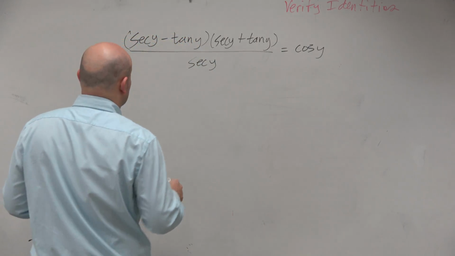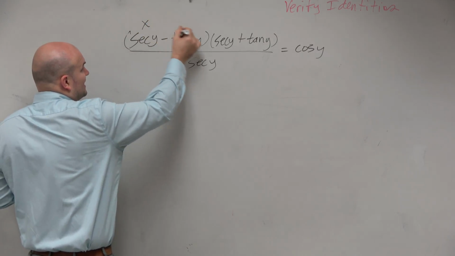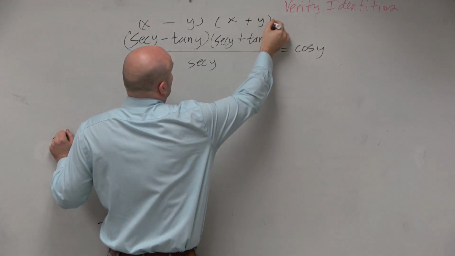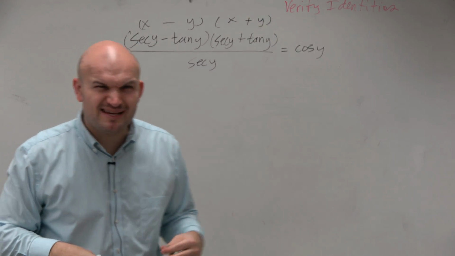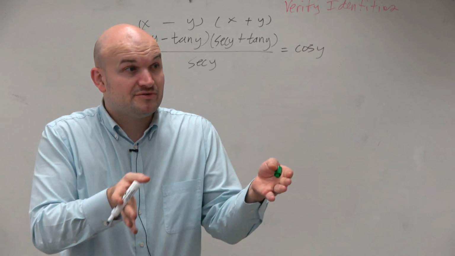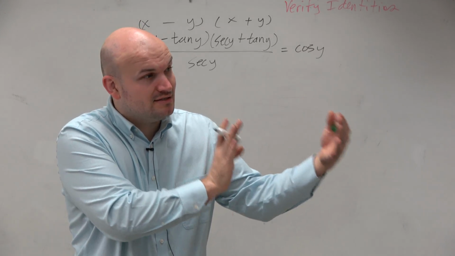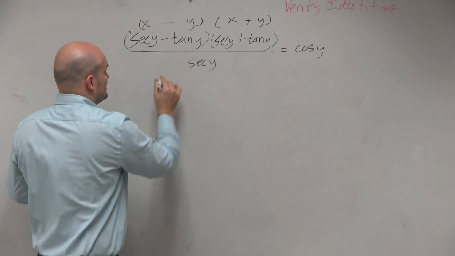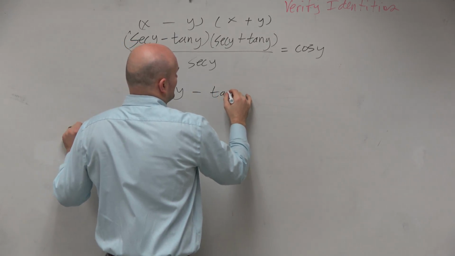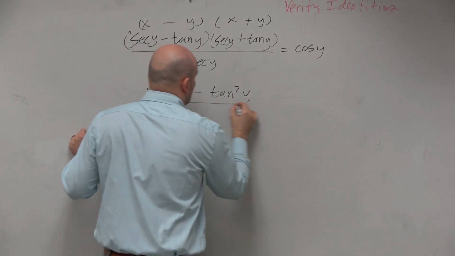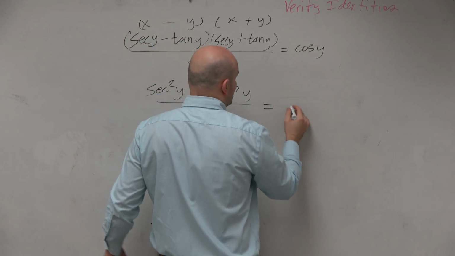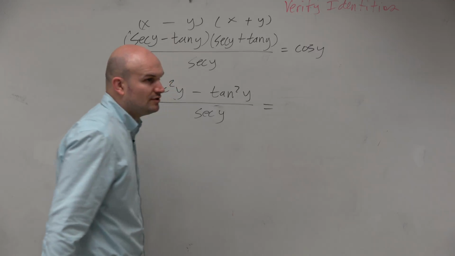And again, if you're kind of getting confused, let's just think of secant as x, tangent of y. Can you multiply x minus y times x plus y? Yeah, that's difference of two squares though, right? Yes? So that means really I just need to square the first term, subtract the square of the second term. So really what this looks like is secant squared of y minus tangent squared of y all over secant of y. Now, did that get us to the right side?